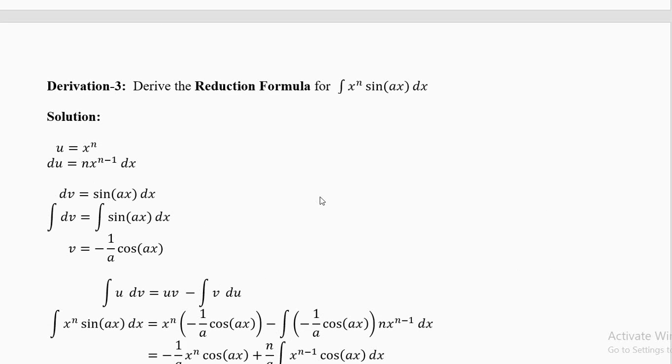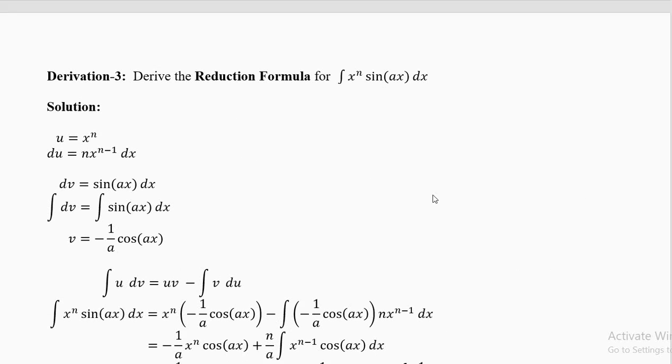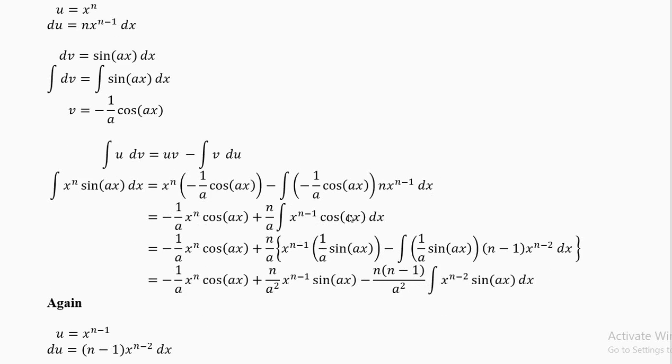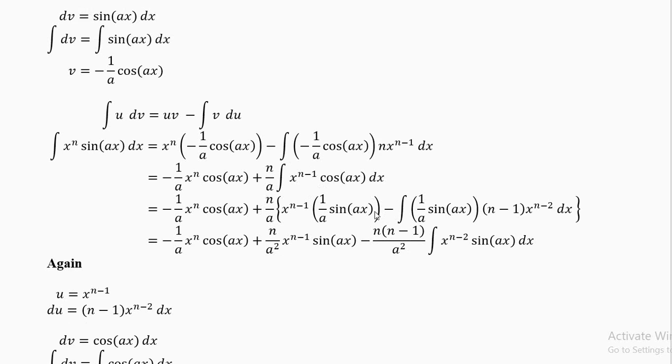See, our integral is x power n sine ax. All of a sudden we have cos ax here. This cosine after one more integration will become sine. So we do one more integration by parts, and finally we'll get minus 1 over a x power n cos ax plus n by a square x power n minus 1 sin ax.